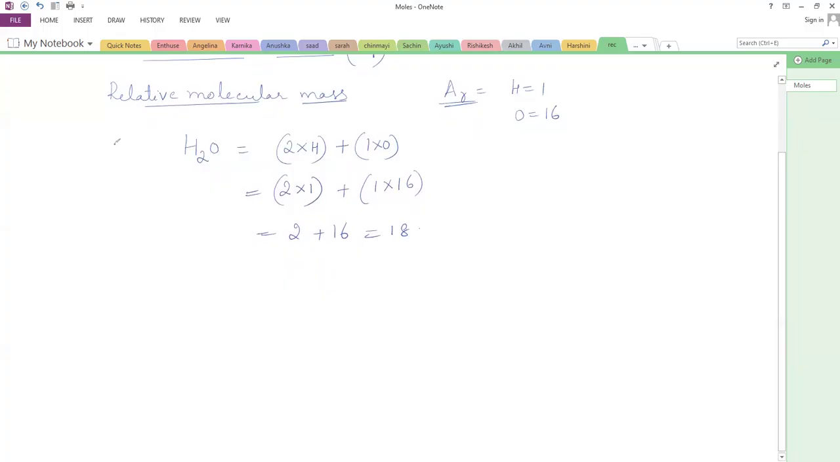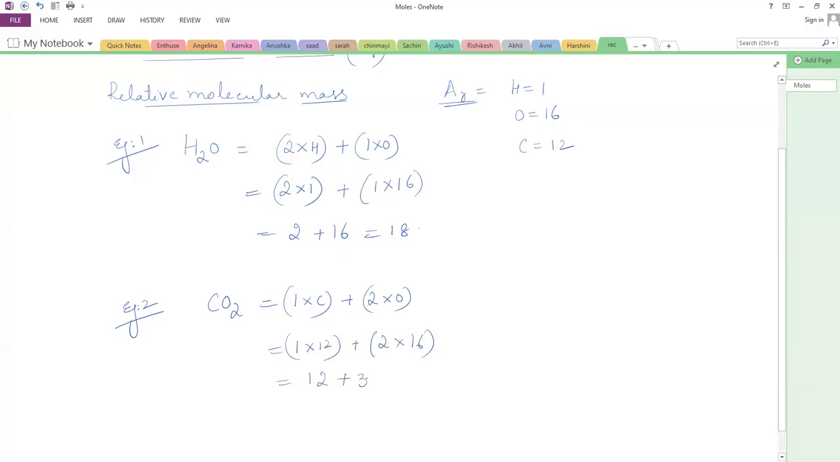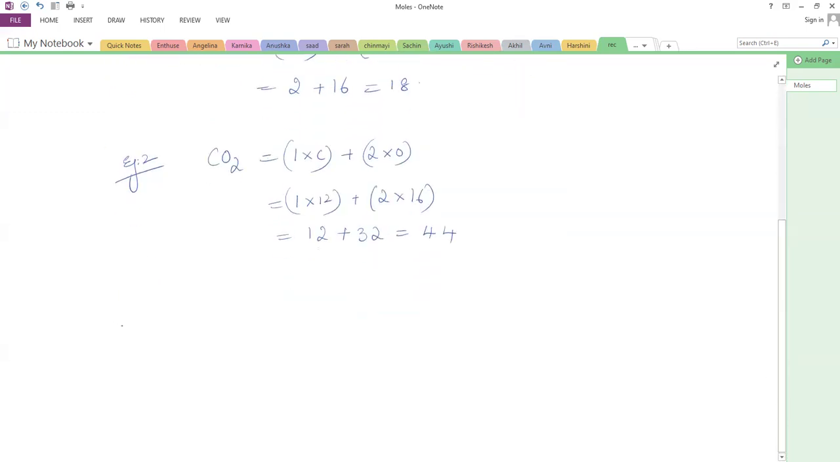For example, if I want to find the relative molecular mass of carbon dioxide, there is one carbon and two oxygens. The relative atomic mass of carbon is 12, again from your periodic table. So 1 into 12 plus 2 into 16, because there are two oxygens. So 12 plus 32 is nothing but 44. This is how you find the relative molecular mass of any compound, provided you know the relative atomic masses, which we can get from the periodic table, just by adding the relative atomic masses of all the elements.